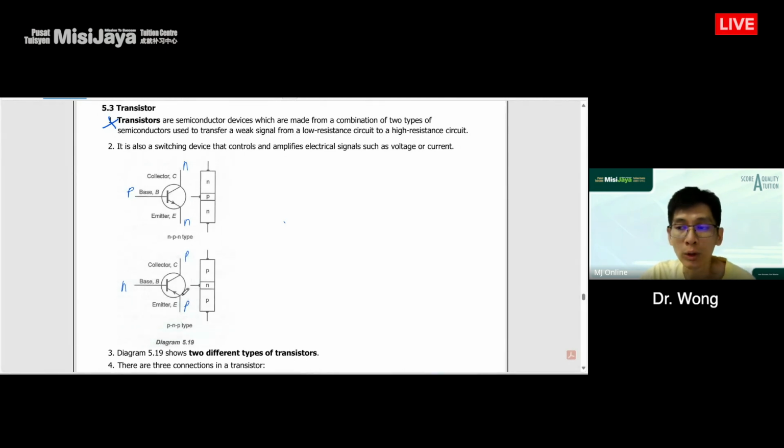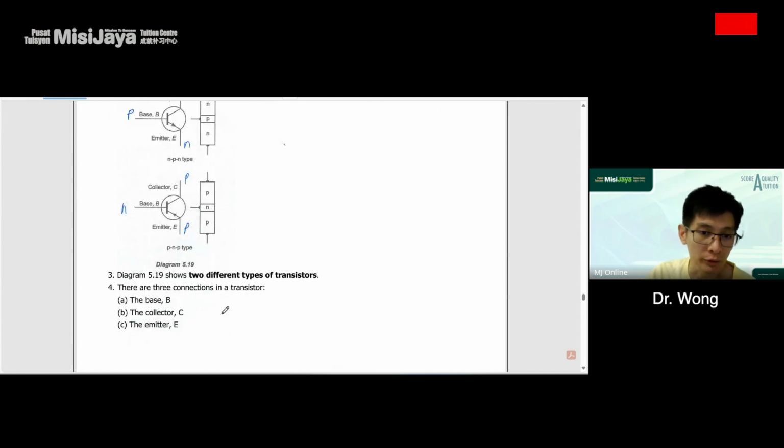Okay, so all the while in our exercise, we always base on one type of transistor only, which is the NPN. Very seldom that the question will give you PNP. But even if it is given you PNP, the concept is still the same, just that the direction of the current flow is the other way around. So number 3, diagram 5.91 shows two different types of transistor, which is PNP and NPN. There are 3 connections in the transistor: we have base, collector, and emitter.